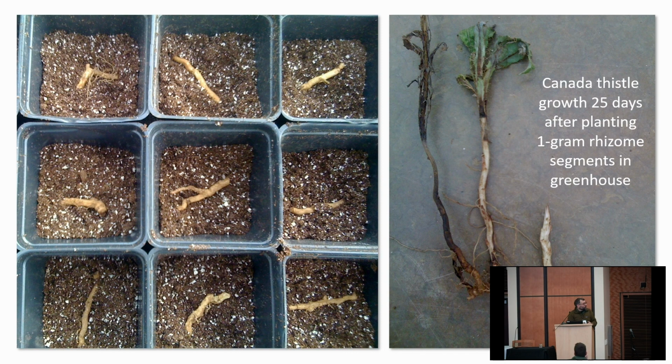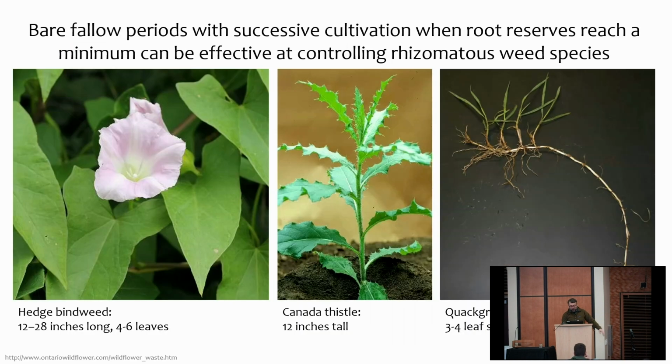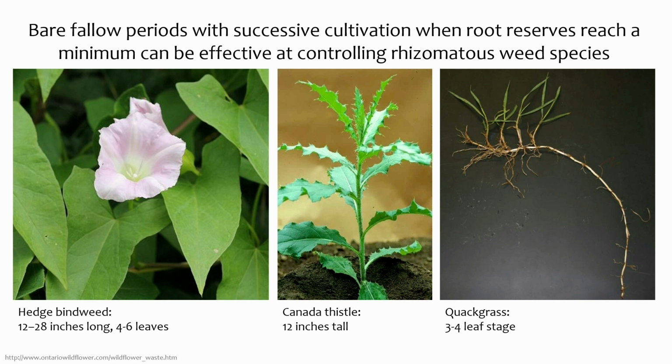But there's been a lot of research looking at perennial weeds, not only Canada thistle, other ones like hedge bindweed and quackgrass in addition to Canada thistle. And the strategy here that works, and this is really outlined in the book that I was talking about earlier, is really waiting for those rhizomes to reach a minimum, a point when they have almost fully exhausted all the carbohydrate reserves in the rhizome by producing shoots. And so with hedge bindweed, that's when the hedge bindweed is 12 to 28 inches long or has 4 to 6 leaves on it.